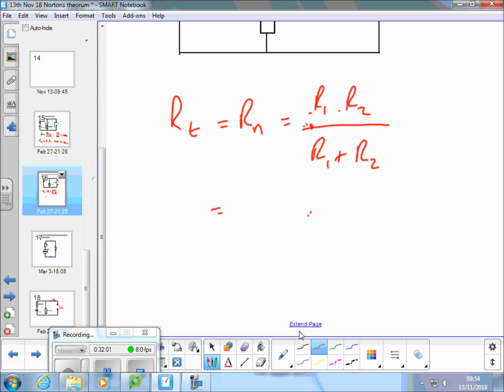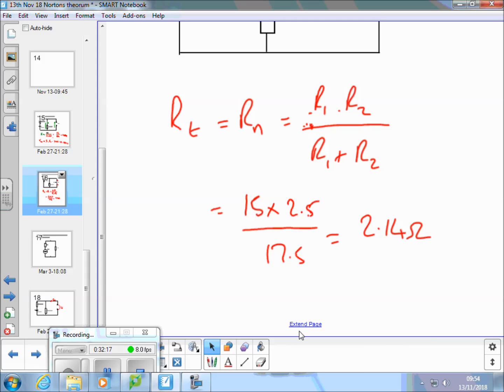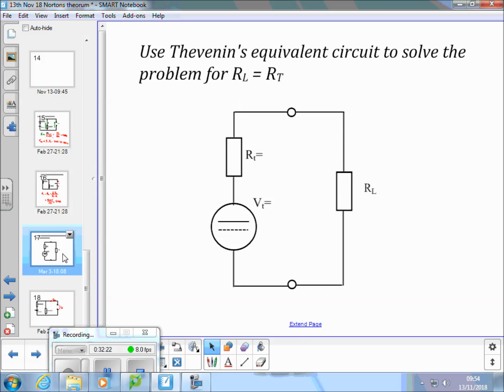That's usually the RL, isn't it? 15 times 2.5 over 17.5, 2.14 ohms. Yeah? So that gives us an equivalent circuit where this is 2.14. We're going to make the load equal to 2.14, so we've got maximum power transfer, and the voltage source is 21.42.